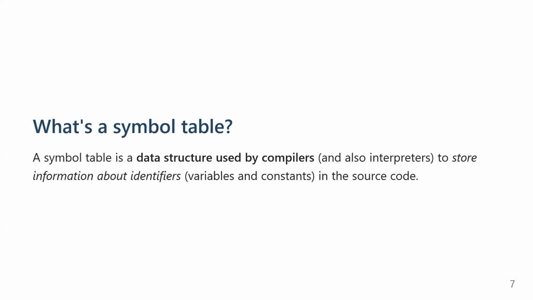Now, to quickly give you a definition of a symbol table before we officially look at it, a symbol table is a data structure used by compilers and also sometimes interpreters to store information about identifiers such as variables and constants in your source code. What that means is that during the compilation process, in order to convert the source code you've written into binary, the compiler needs to know what the different identifiers, variables, and constants you are using are. And in order to do this, it constructs a symbol table, which is a table that contains a list of all the identifiers that are used in your program. Hopefully that makes sense to you guys. We'll look at this in more detail later on.